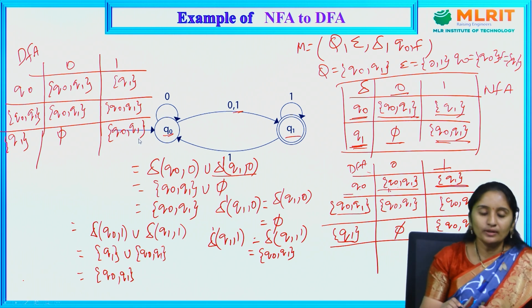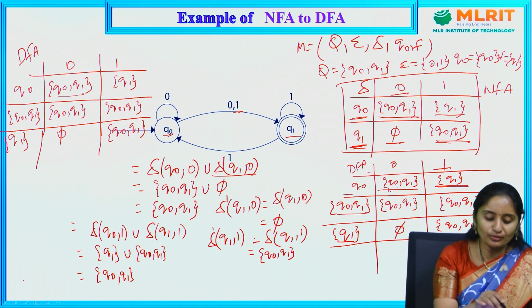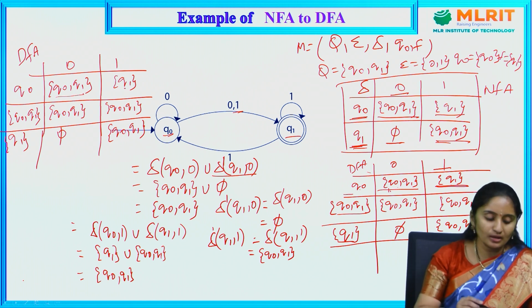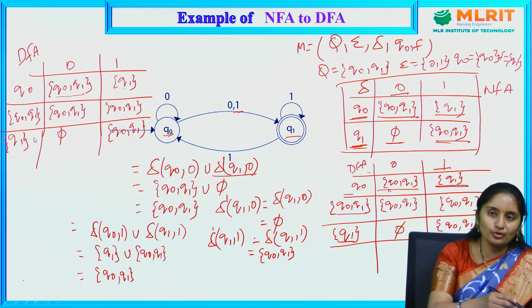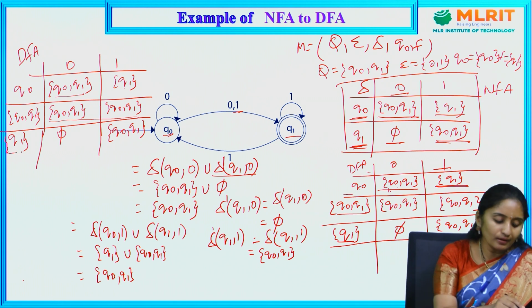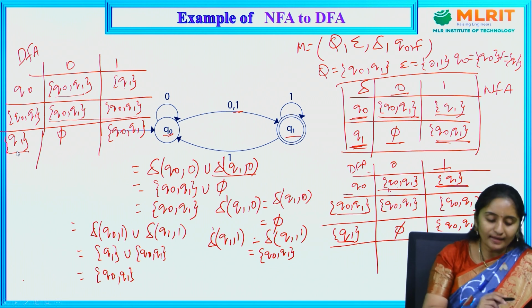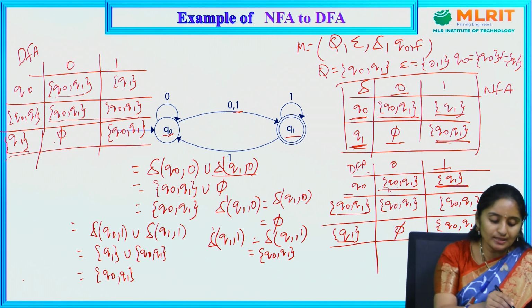Right? So here in the Q0 state, I got two new states. Those two new states are Q0, comma Q1 and Q1. I have done Q0, comma Q1 on both the input symbols, so I don't get any new state in Q0, comma Q1. And then I have done for Q1 on 0 input and Q1 on 1 input. I got one new state. That new state is nothing but pi.